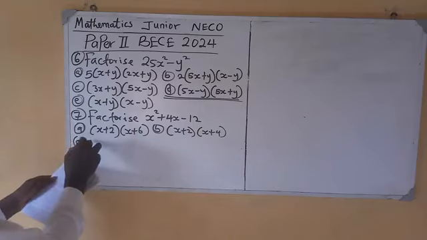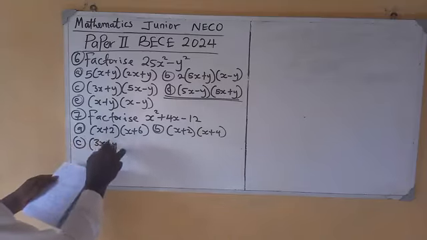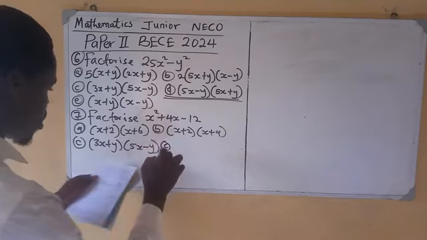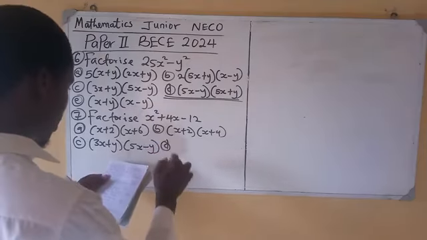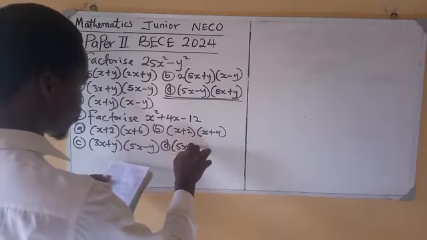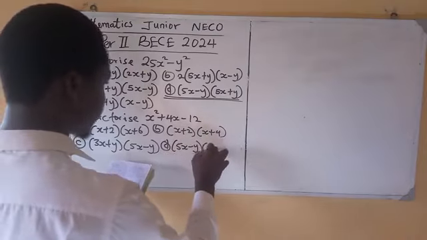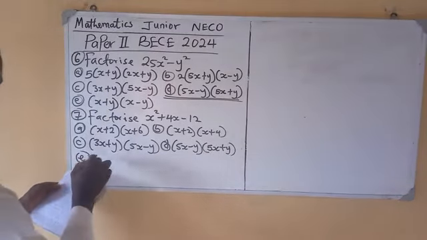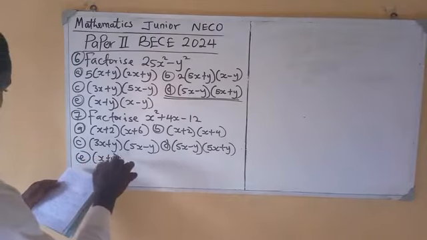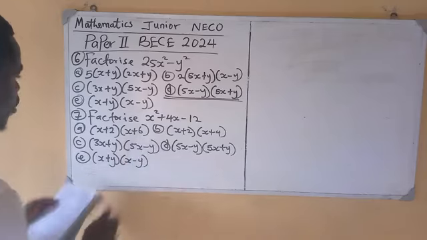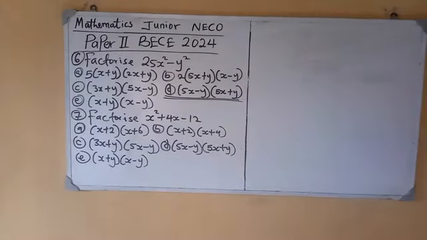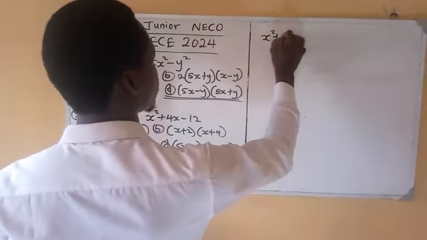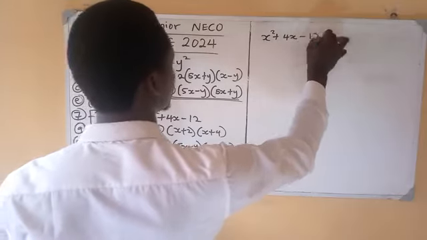C, we have 3x plus y, 5x minus y. D, we have 5x minus y and 5x plus y. And then the last option, we have x plus y, x minus y. Okay, so we are asked to factorize x squared plus 4x minus 12.